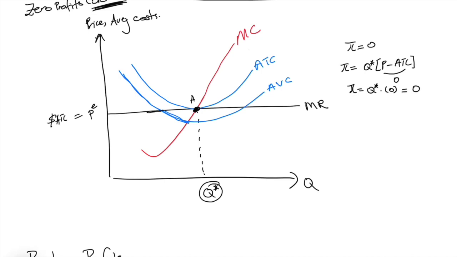If P and ATC are the same number, then do you see how the difference between them will be 0? And so profits will be 0. Exactly. So this is how we show zero profits on a graph.